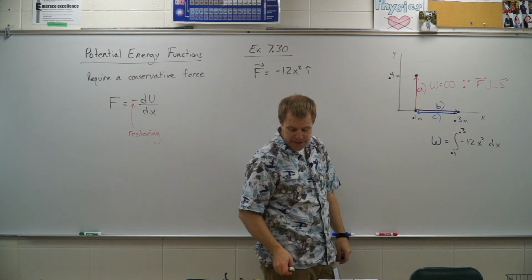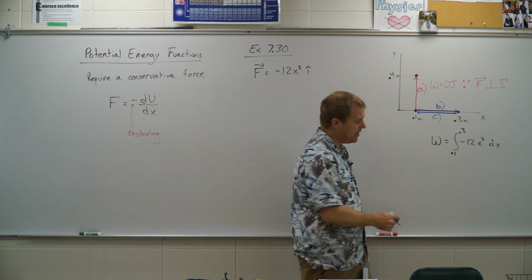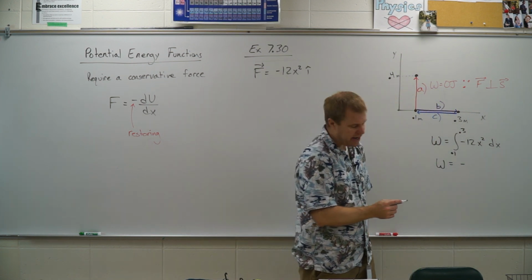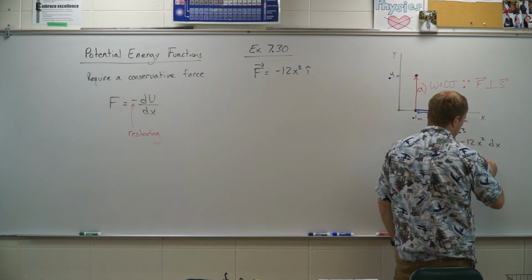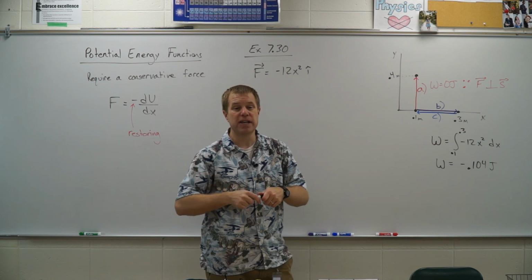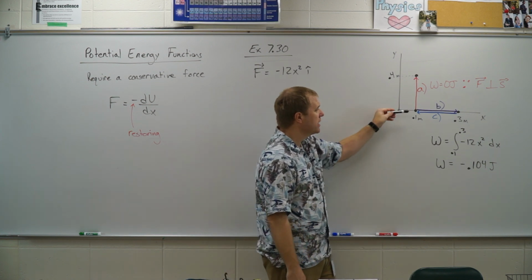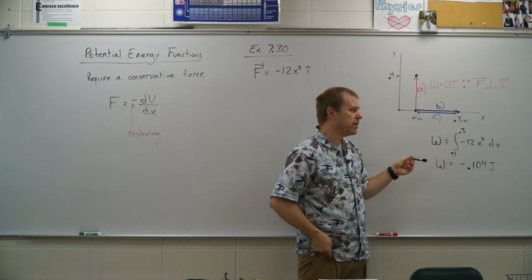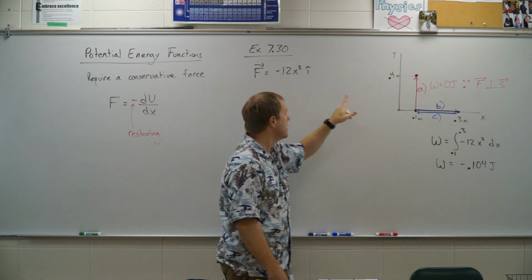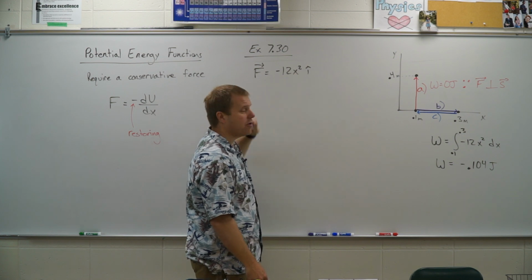When I type this in my calculator, I end up with negative 0.104 joules. So we lose energy, it's removing energy. And so that means we're getting further away from that equilibrium point. Our equilibrium point is going to be located at 0 because that's where our force is 0, okay?